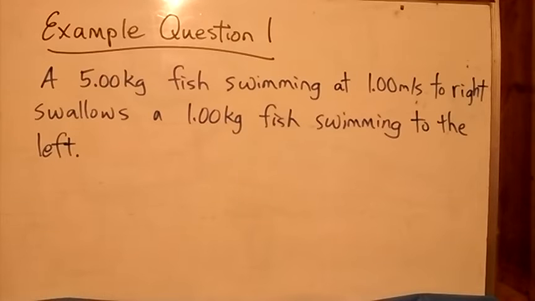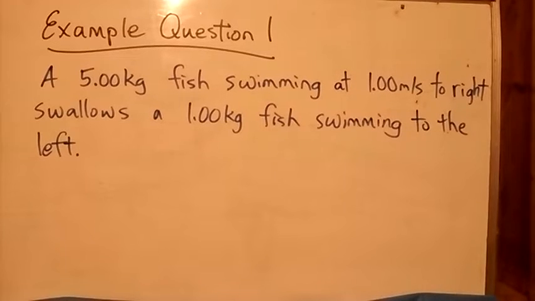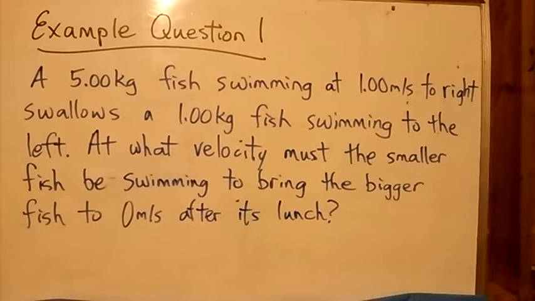Example question number 1 is about a 5 kilogram fish swimming to the right at 1 meter per second, and it swallows a 1 kilogram fish swimming to the left. The question is, at what velocity must that smaller fish have been swimming to bring the bigger fish to 0 meters per second from 1 meter per second after its lunch? So it slowed that big fish right down to 0, and both of them aren't moving after the collision.